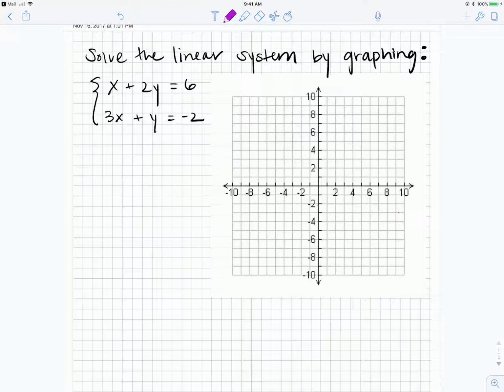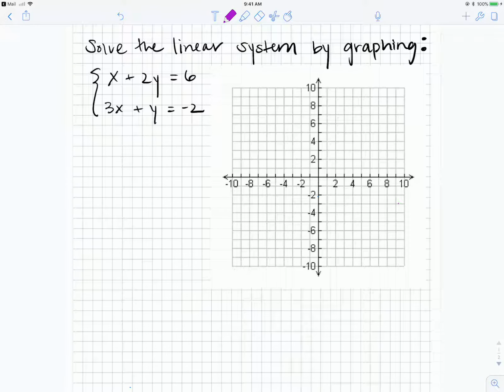All right, you guys, I'm going to do this example of solving a linear system by graphing. So remember, the solution to a linear system is going to be the point of intersection of the graphs of the lines that are in the system. This system just has two lines, so we're looking for that single point of intersection.